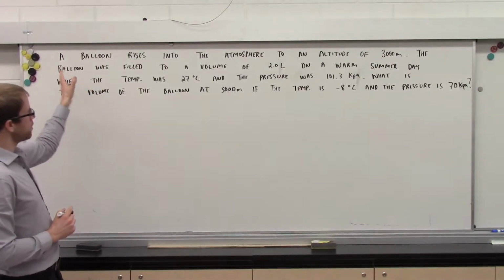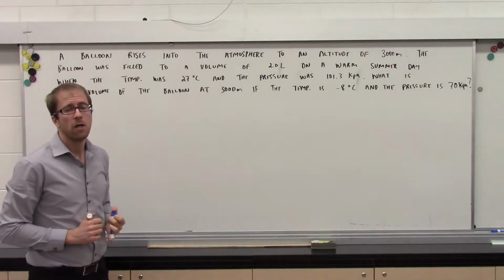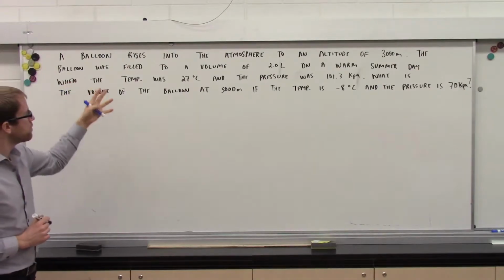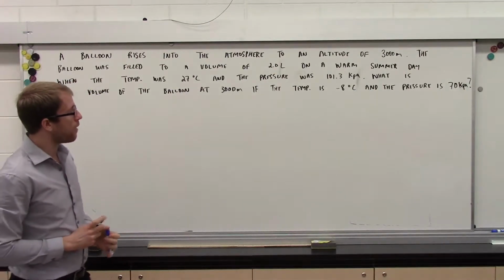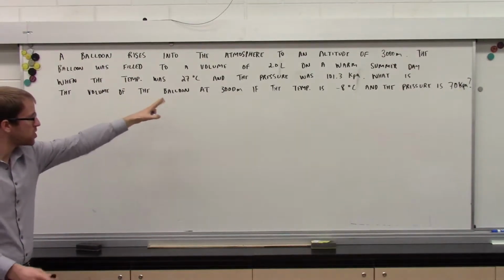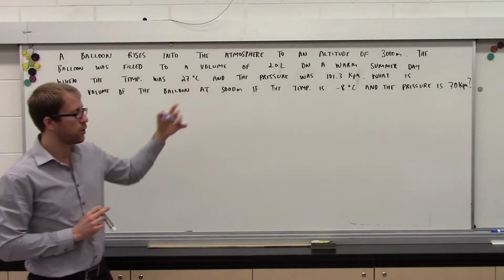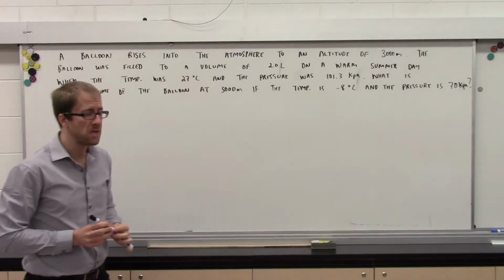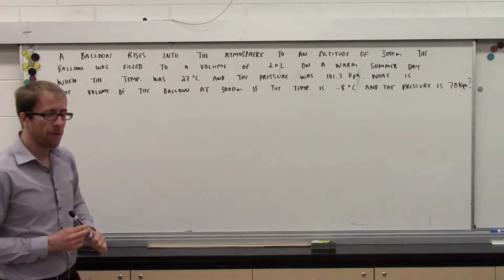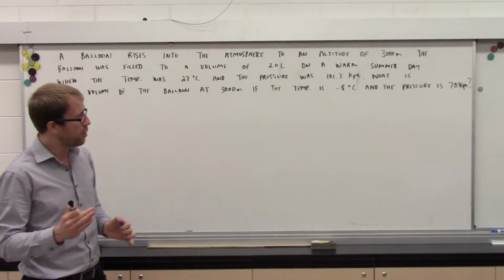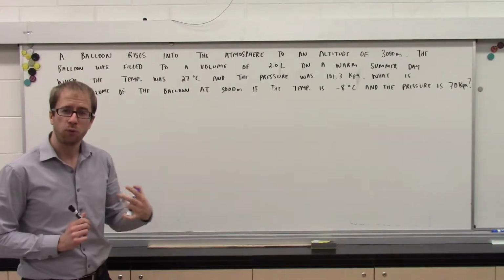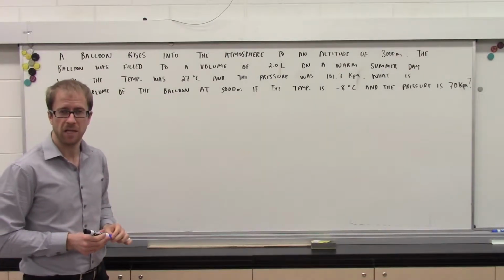Okay, so if a balloon rises into the atmosphere to an altitude of 3,000 meters, the balloon was filled to a volume of 2.0 liters on a warm sunny day when the temperature was 27 degrees Celsius and the pressure was 101.3 kilopascals. What is the volume of the balloon at 3,000 meters if the temperature is negative 8 degrees Celsius and the pressure is 70 kilopascals?